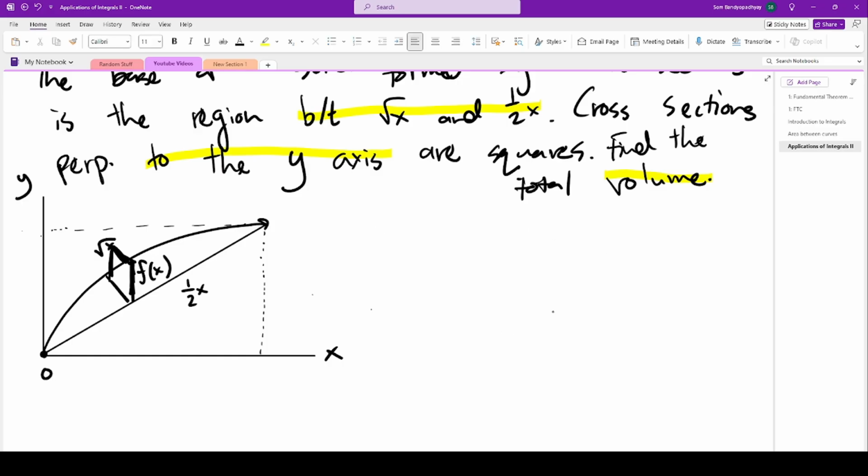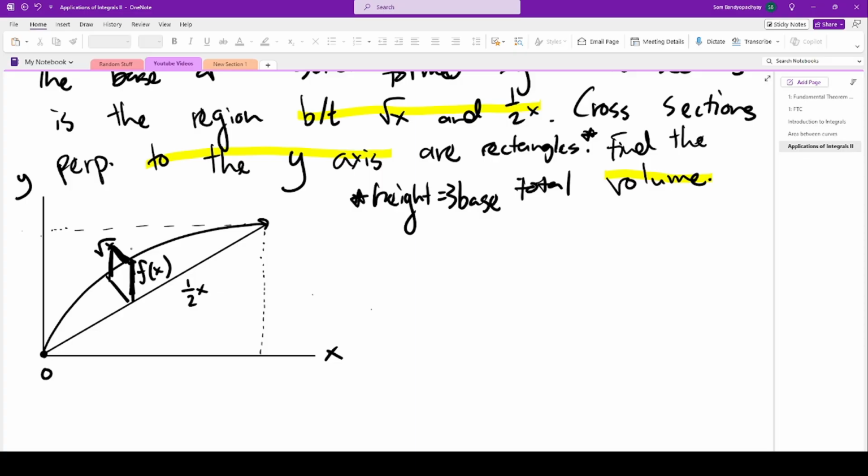Okay? Now let's say you wanted your cross sections perpendicular to the y-axis to be squares instead, right? And instead of squares, let's go rectangles. And we'll say that height is 3 times base. Okay?